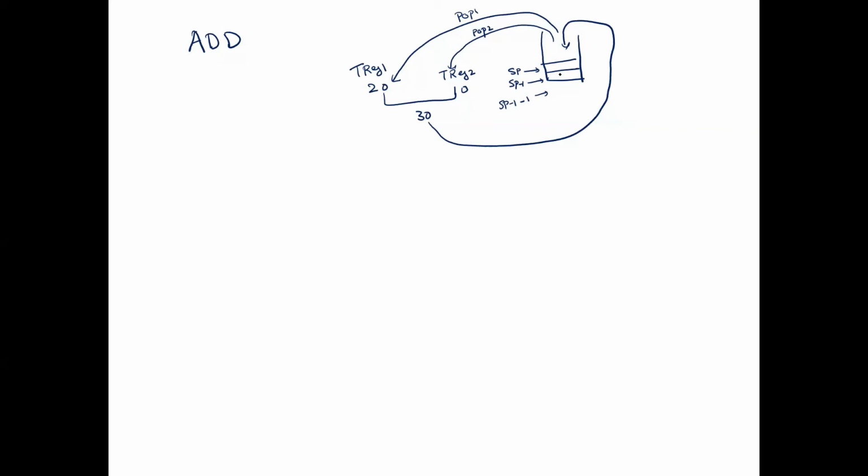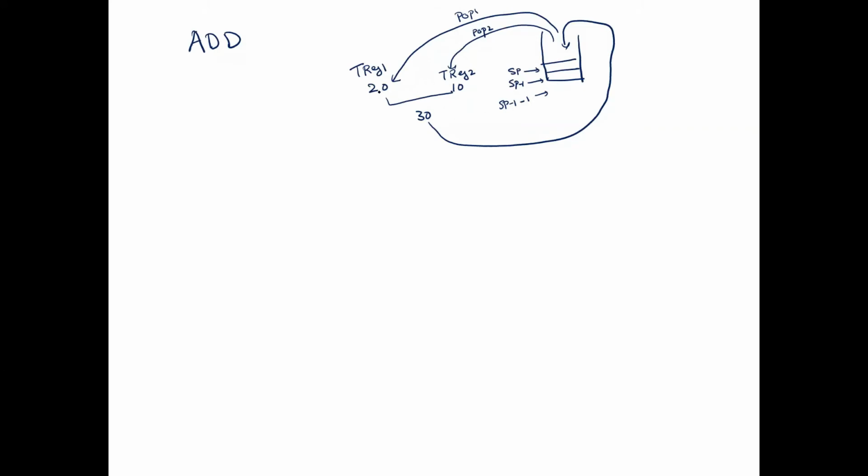So first it will read the content. It was 10 here, right? So now, after reading the 10, the stack pointer will again decrement by 1. So what is the current value of SP here? SP minus 1. So again SP minus 1 minus 1, so that it will become SP minus 2.